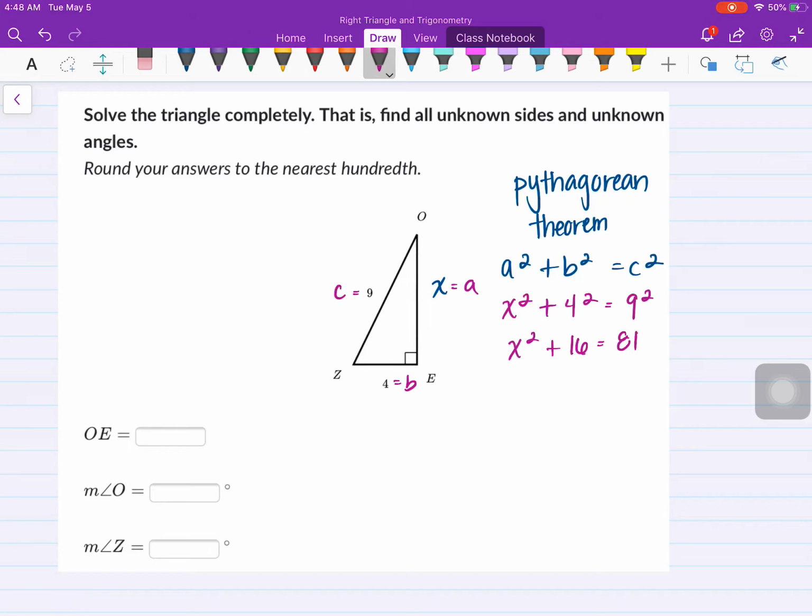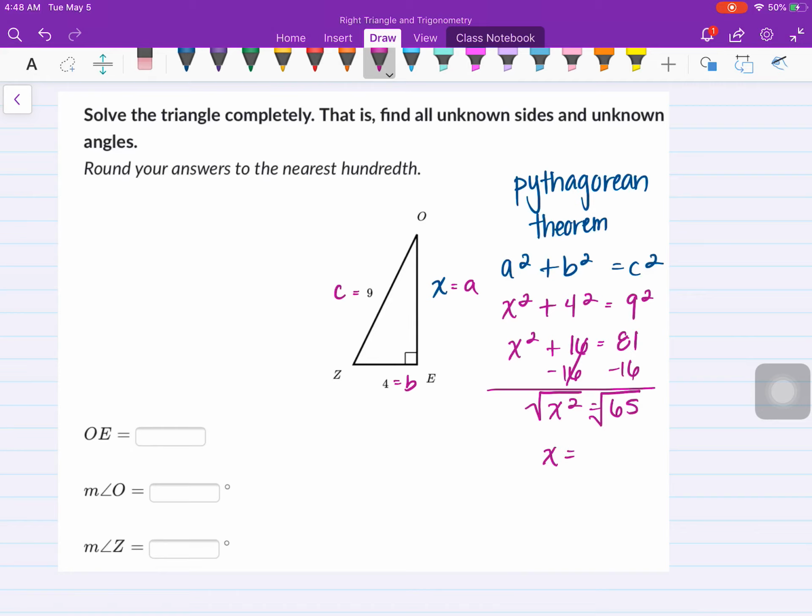Since our goal here is to isolate the x, I'm going to move the 16 to the other side, and we have x squared equals 65. From here, since once again our goal is to isolate the x, I'm going to do the opposite of a square, which is taking the square root of both sides. And we have x equals.